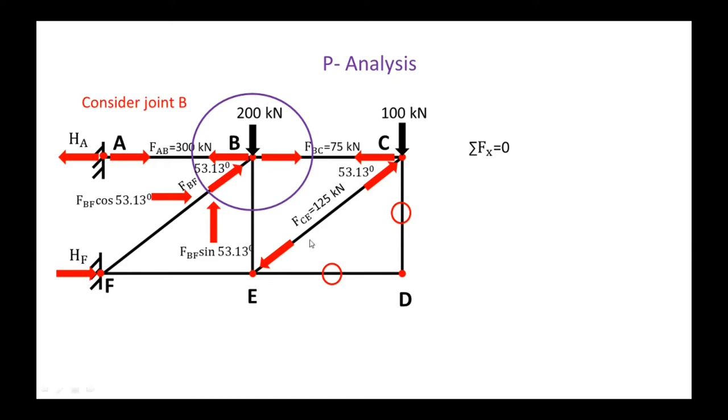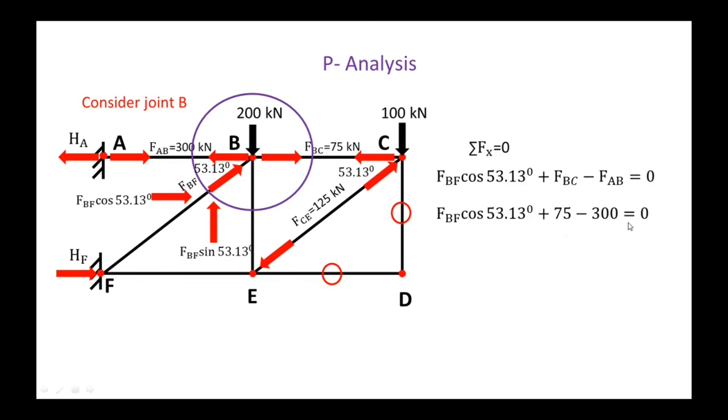Now resolving these forces, vertically is FBF sine 53.13 degrees, and horizontally is FBF cos 53.13. Here we are applying the condition sigma Fx equal to 0, horizontally. Toward the right is positive and toward the left is negative. So FBF cos 53.13 becomes positive, and FBC is also positive, and minus FAB, because we are assuming FAB toward the left, that is why it's a minus. Put the value of FBC as 75 and FAB as 300. So FBF cos 53.13 plus 75 minus 300 is equal to 0. So we got the value of FBF equal to 375.